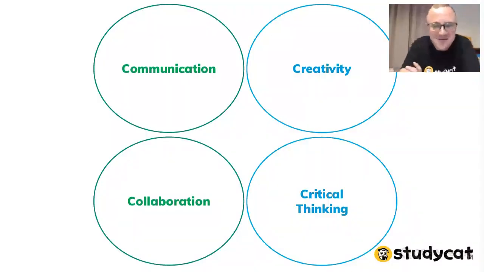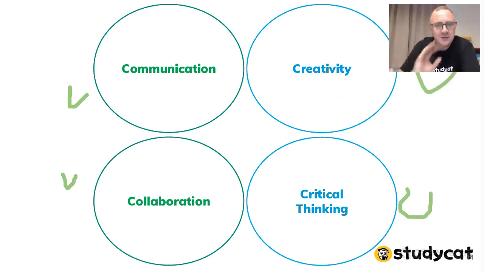Oh, very quick question. I have the 2 green ones here, communication and collaboration. And the 2 blue ones are creativity and critical thinking. What do you think is the difference between the green ones and the blue ones? The green ones and the blue ones?